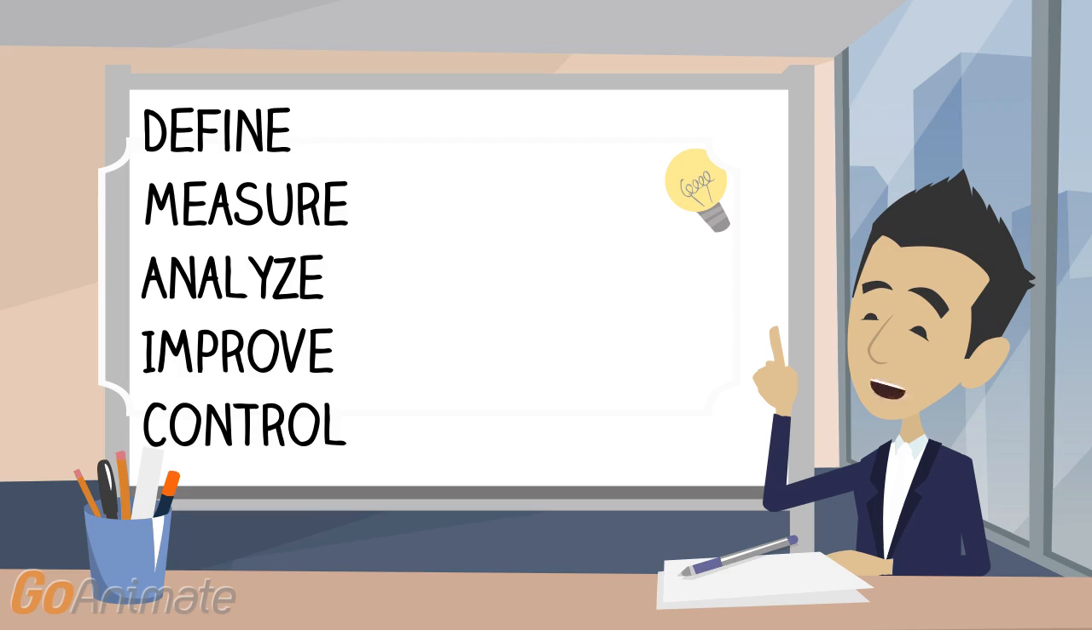This is sometimes referred to as identifying and measuring the X's, which are those variables that affect our output variable Y. Next, we perform analysis to determine the critical X's, factors, or root causes. After we determine the causes, we develop improvements and implement those improvements to remove the causes and make the process better. We then put in place controls and metrics to ensure that our improvements continue to work.